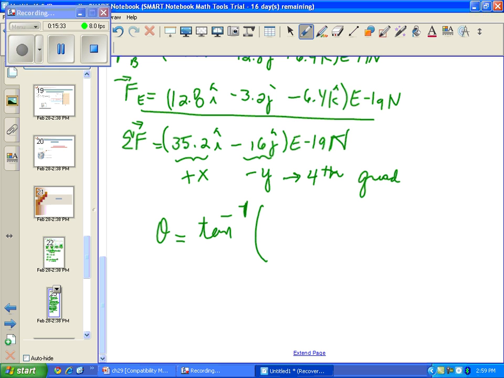The inverse tangent of 16, of course negative, and that'll be because it's in the fourth quadrant, divided by 35.2 gives us an angle minus 24.4 degrees. And of course, as we said, we can take this and add it to 360, and we give the angle counterclockwise from the positive x-axis.